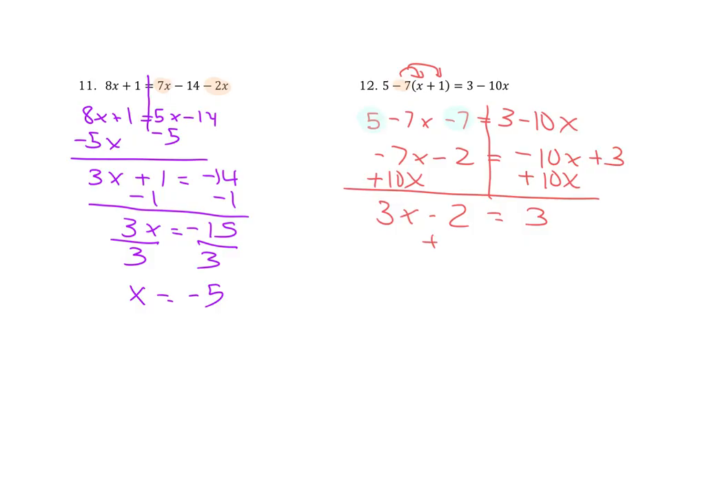Now I'm going to add the 2. So 3x equals 5. Oh, I lost my negative. No? Oh, I did not. And now I'm going to divide by 3, so x equals 5/3.